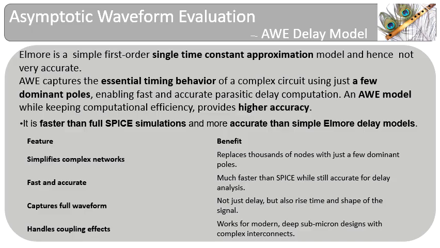The AWE parasitic extraction process involves various steps like layout analysis, parasitic estimation, frequency response modeling, moment matching, and simulation integration. In simple words, the AWE parasitic extraction process takes a complex chip layout, converts it into a detailed RLC network, simplifies it mathematically using moment matching, and then predicts the actual signal waveform.